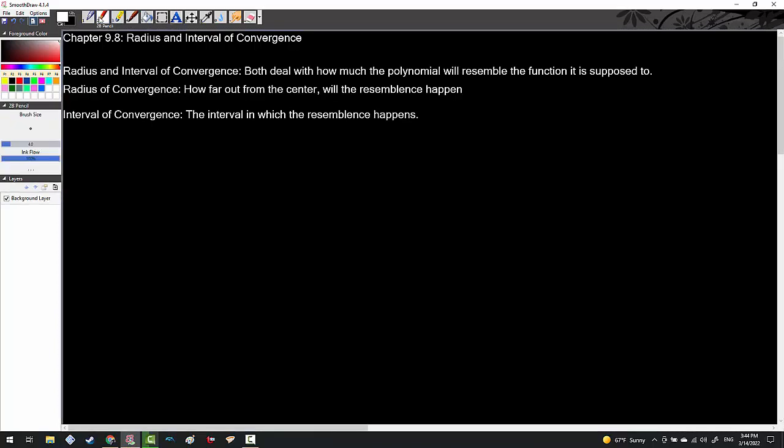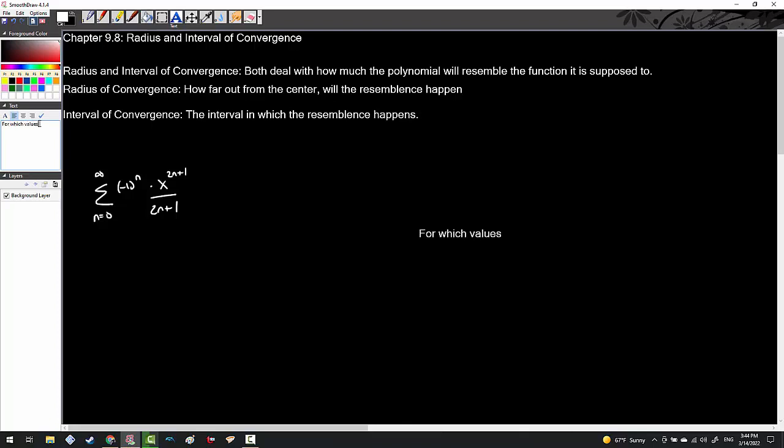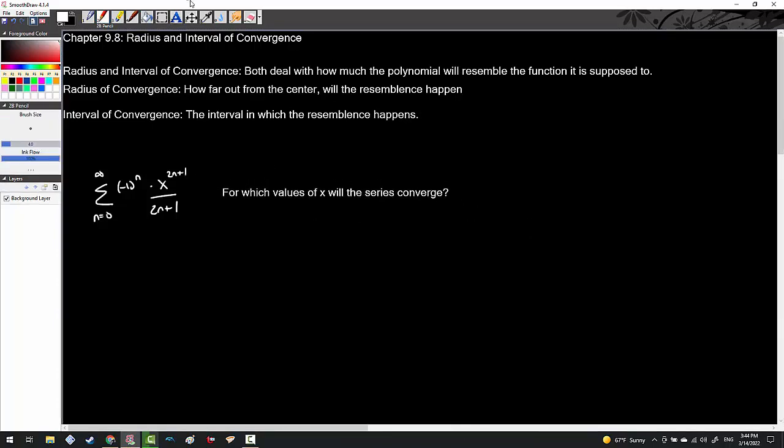Okay, so let's see how this plays out here. If I give to you a series that looks like this, from n equals 0 to infinity of negative 1 to the n times x to the 2n plus 1 over 2n plus 1, the question will be, for which values of x will the series converge? So again, they'll ask me to find an interval of convergence, and I have to figure out the values of x at which this is going to happen.